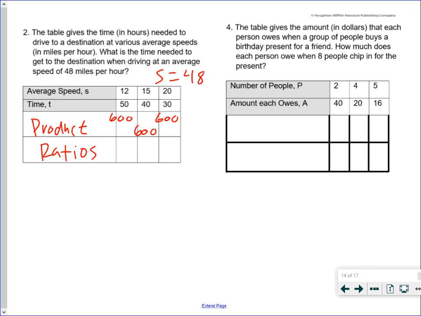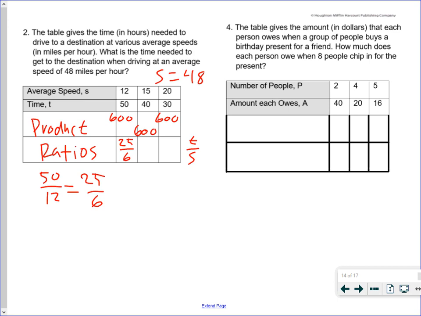So for our ratios, we're going to do t over s. I usually like to have the higher number be on top. It doesn't really matter. That's just personal preference. So I'm going to do t over s. So I have 50 over 12 for the first one. And I can reduce that by dividing the top and the bottom by 2. And I get 25 all over 6. So I have 25 over 6.